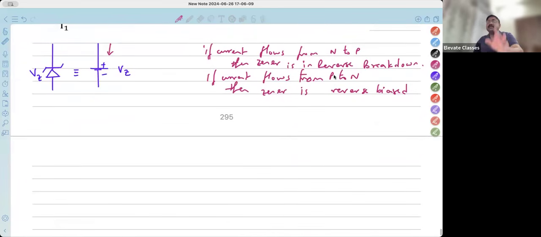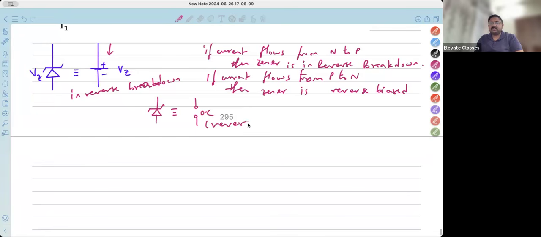And always check this. अगर आपने ये check किया उसके बाद ही you assume that whatever you have solved is correct. Otherwise your assumption is wrong, and you have to change your assumption. This is in reverse breakdown. What happens in the reverse bias region? In the reverse bias region, you replace the Zener with an open circuit. ये कब करोगे आप? If it is reverse biased.